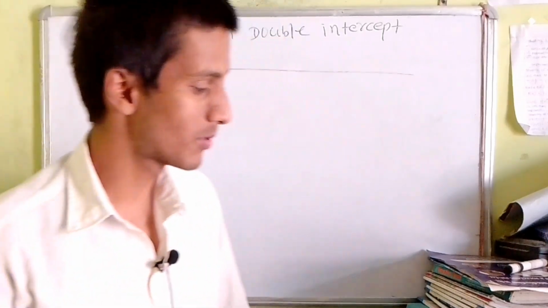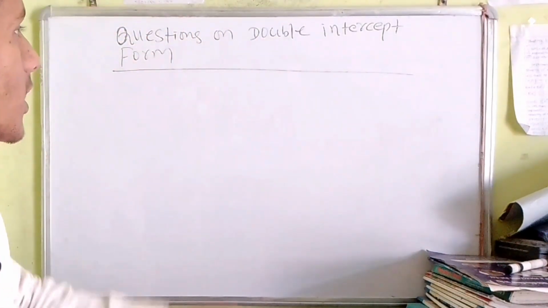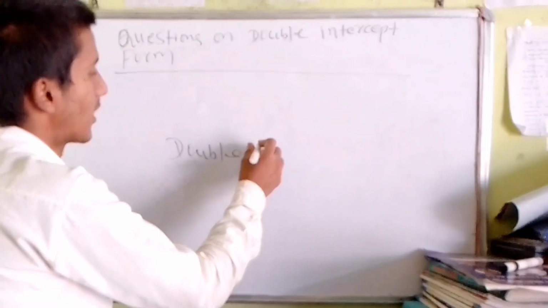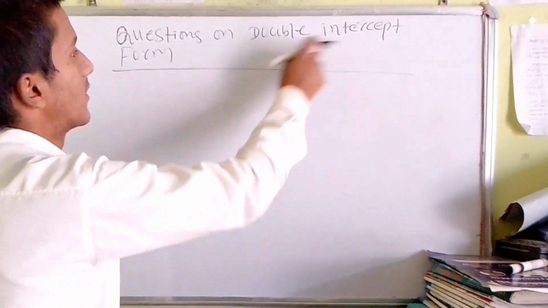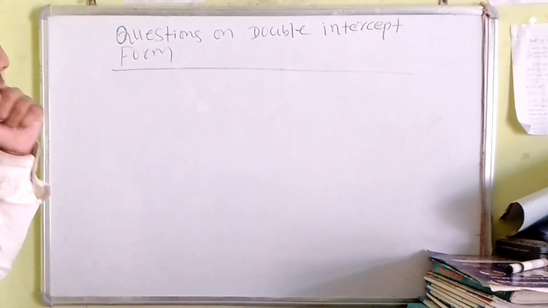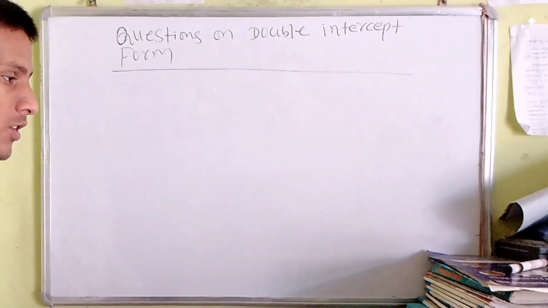Today we're going to do some problems on double intercept form, okay? I've explained the double intercept form of the equation of a straight line in the previous video. And today we're going to do some problems and questions on this topic, okay?